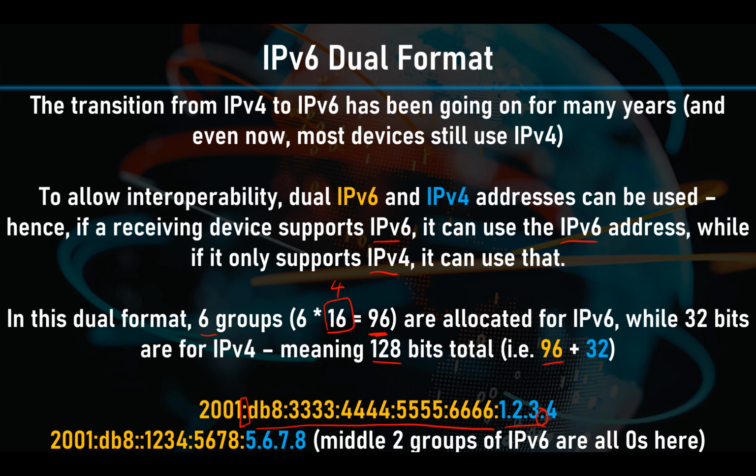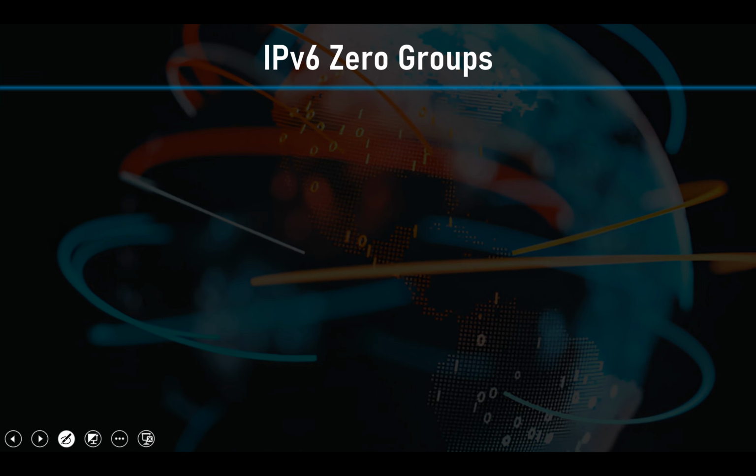Alright, and then here's just another example. Here we're saying the middle two groups of the IP version 6 are all zeros. So what that's going to be here is group 1, group 2, and then group 3 and 4 are going to be all zeros.